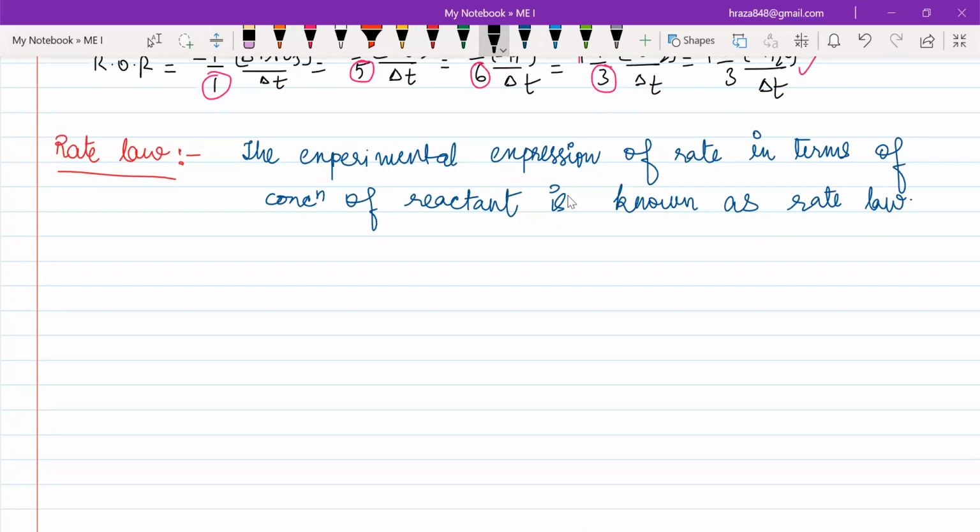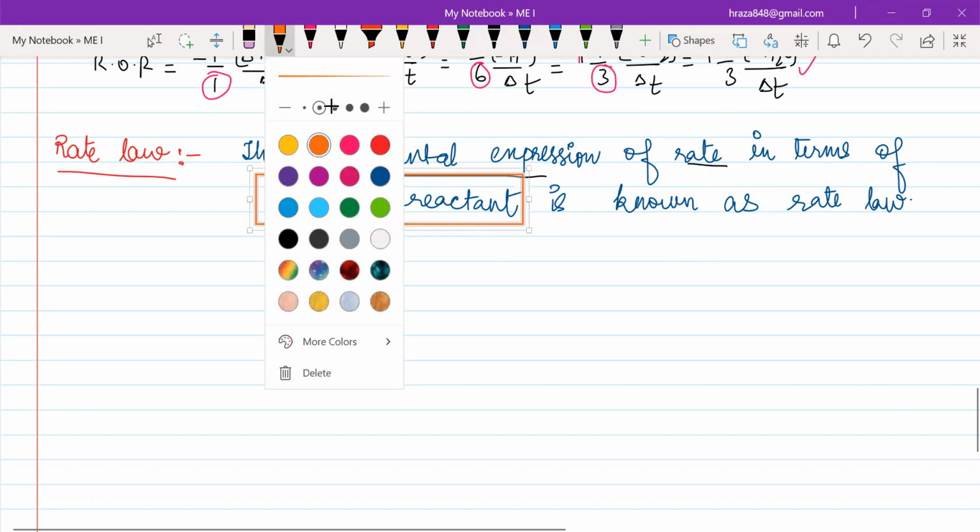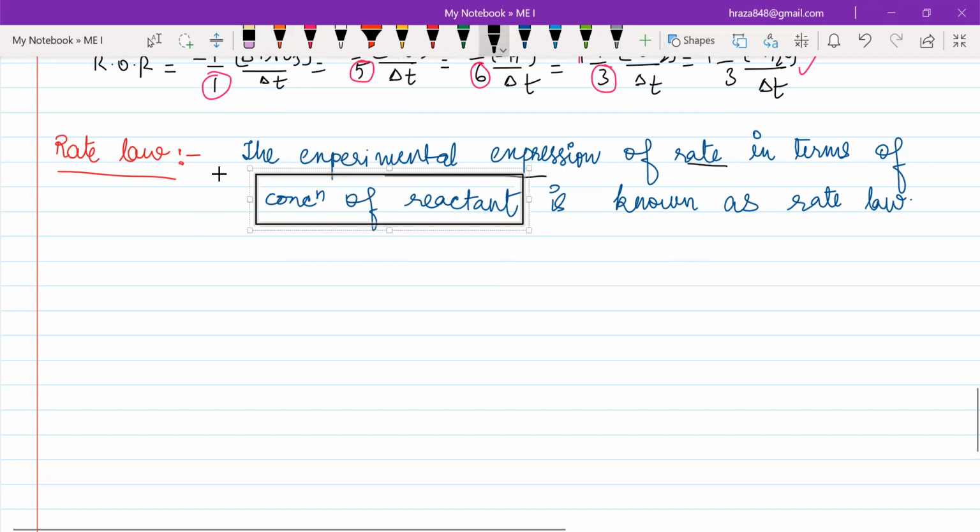So basically, what is the rate law? The experimental expression of rate in terms of concentration of reactant. This part is very, very important. Rate in terms of concentration of reactant, that is basically what we say, rate law. Is that clear, everyone? Yes. The rate law is only defined for the concentration of reactant, not product.